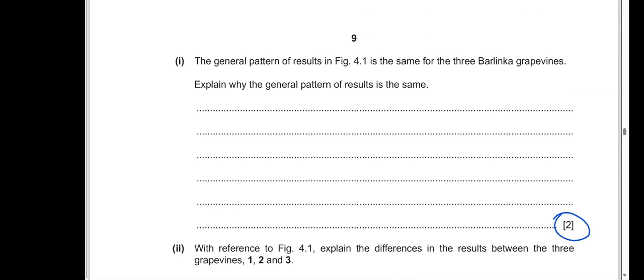So obviously we can say that the 3 Barlinka plants are growing in the same conditions. So any change in the factor in the conditions will affect the water loss equally. So that's why we have the same pattern shown by them.